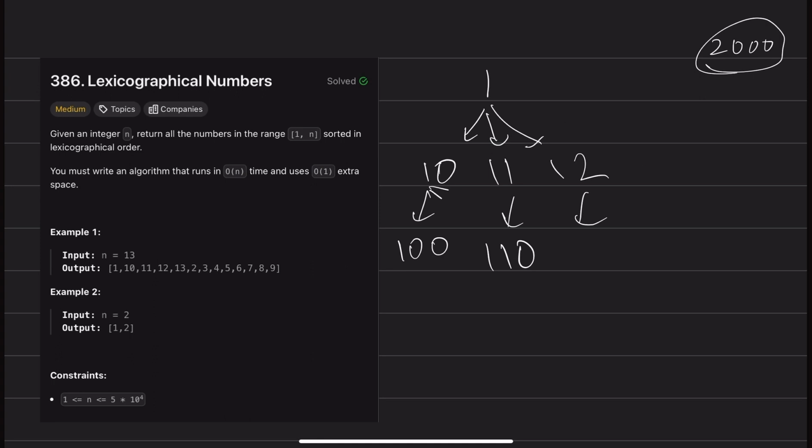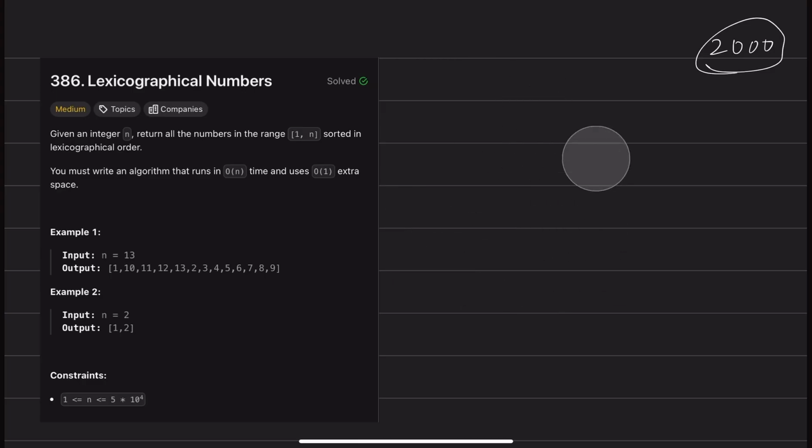By now you must have thought of a recursive way. This is some sort of recursive way in which we are generating. We will see how to generate them in the code. But if you go ahead and read the next line, you must write an algorithm that runs in O of n time and uses O of 1 extra space.